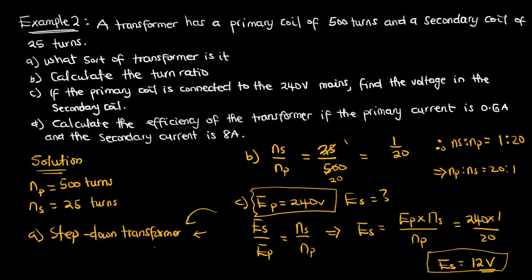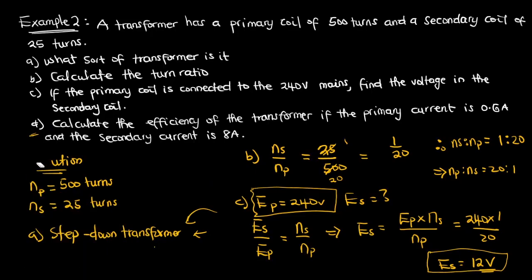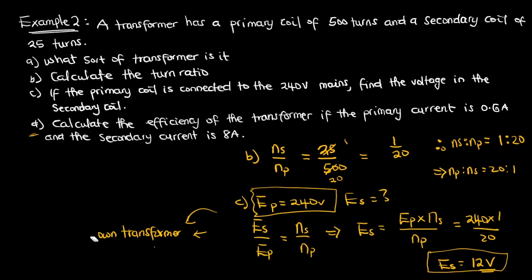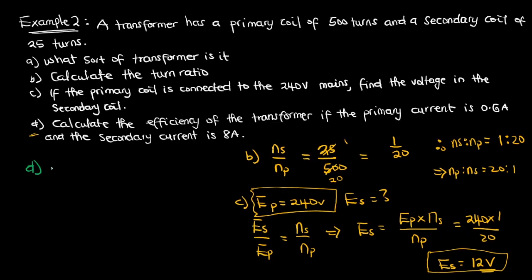All right, so now that we have this, let's go ahead and look at the D option of this particular question. Now the D is saying that we should calculate the efficiency of the transformer if the primary current is 0.6 and the secondary current is 8 amperes, right? So let's have a look at that. Okay, so D, we have to calculate the efficiency of the transformer. So we're told that the primary current IP is 0.6 amperes, and then the secondary current IS is 8 amperes.